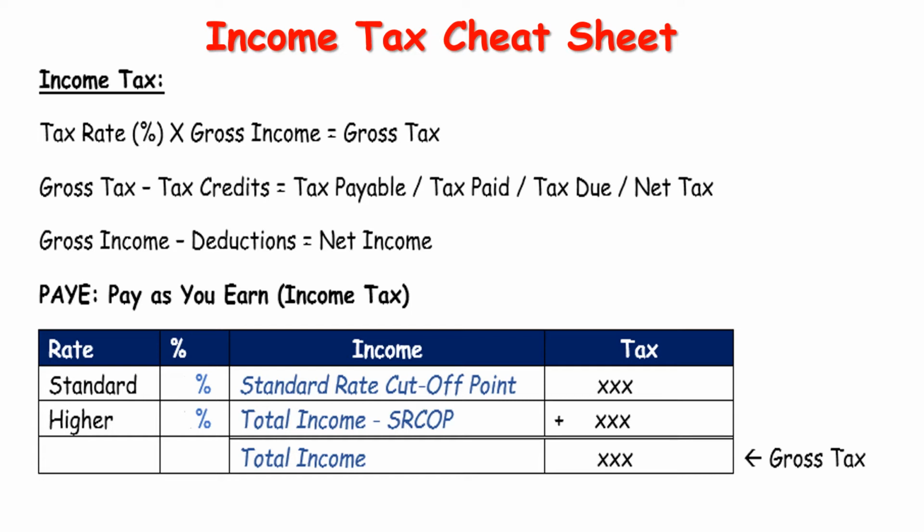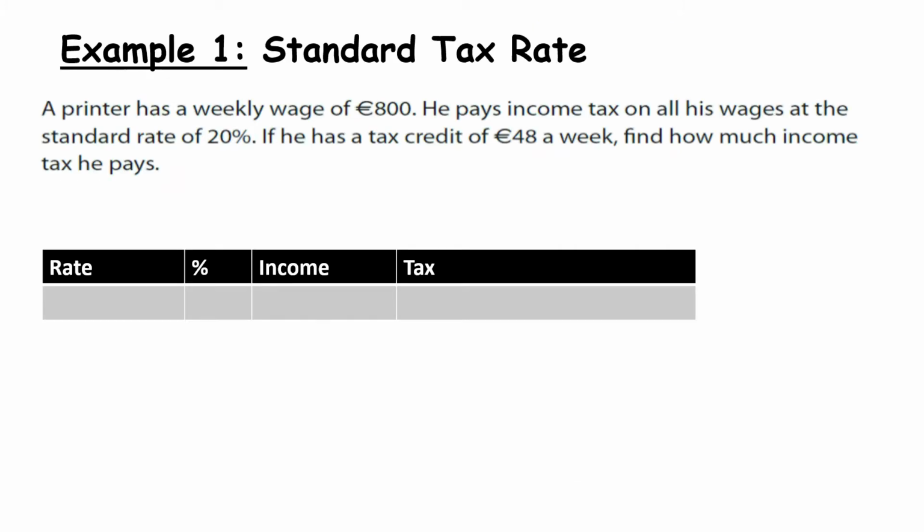You don't even have to draw it out like a table. You could draw it out in just columns. So here is the table I would suggest you use. It has a standard rate cutoff point, total income minus the standard rate cutoff point. Anywhere those little X's, they will turn into numbers, and then our final number there gives us gross tax. I'll be using that table for you to get a sense of it in the coming examples.